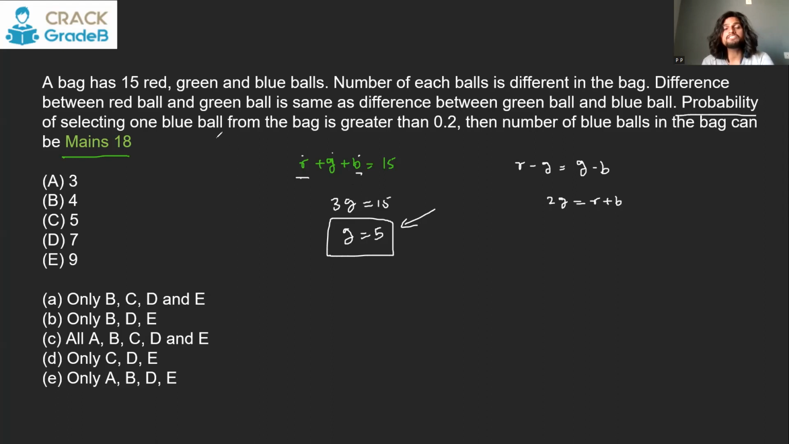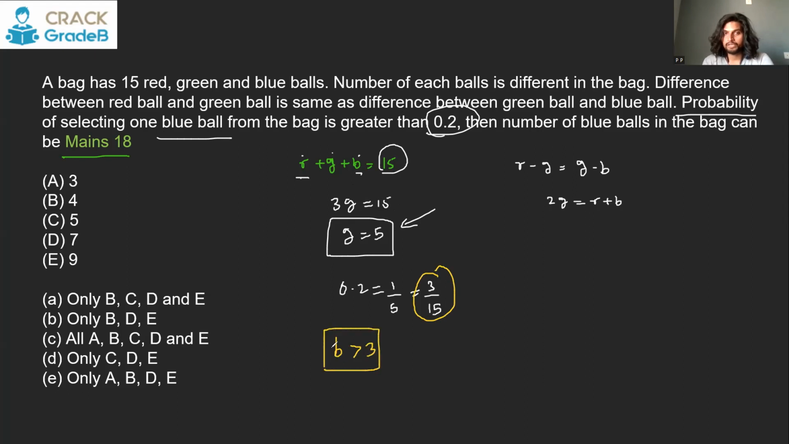Now again it says the probability of selecting one blue ball from the bag is greater than 0.2. 0.2 means 1 by 5, or because there are 15 balls, you can write it as 3 by 15. So the probability of selecting blue is greater than 3 by 15, that means the number of blue balls is greater than 3. So you just have to see these two conditions: blue has to be greater than 3, and green being 5, blue cannot be 5 because then each ball is not different. The number of each ball is different. So you just have to take care of two things. B cannot be 5 and B has to be greater than 3. So what is the number of blue balls?